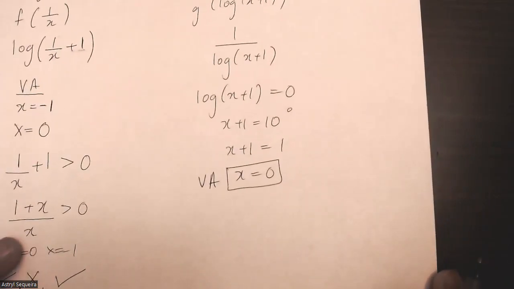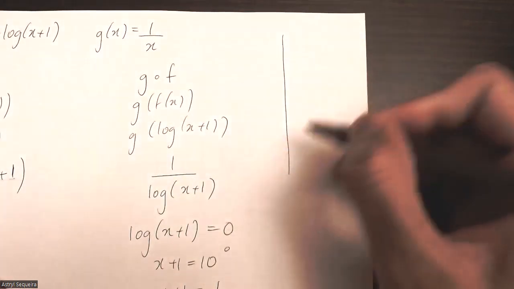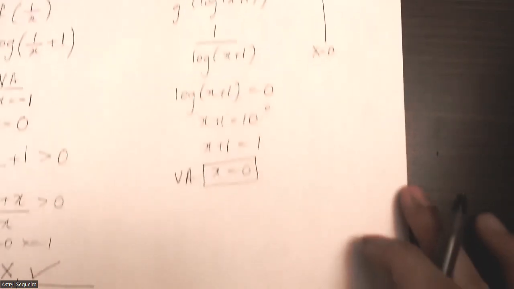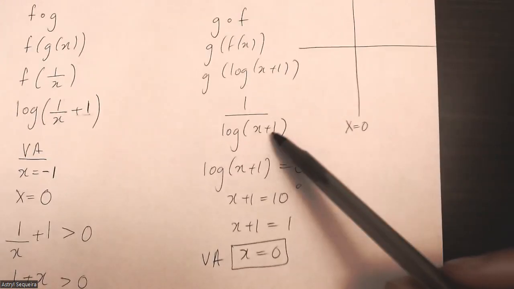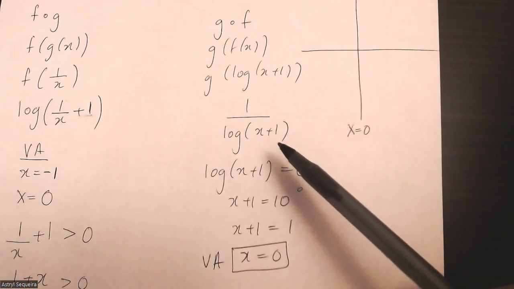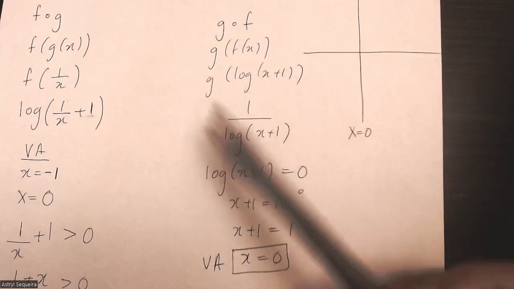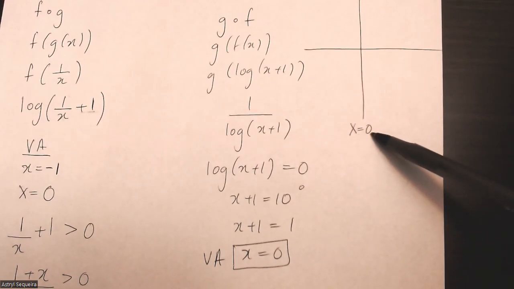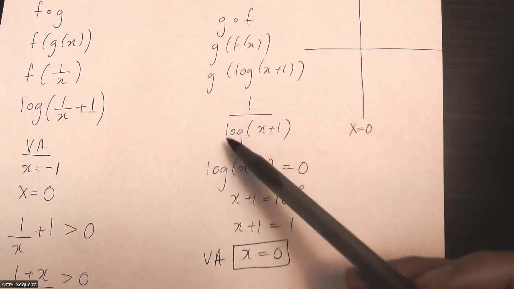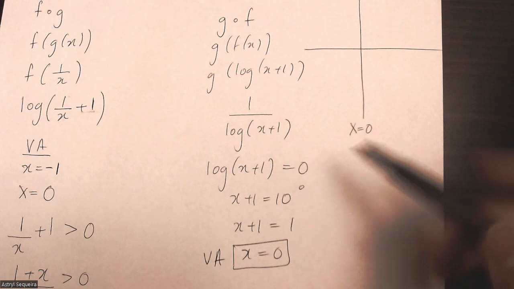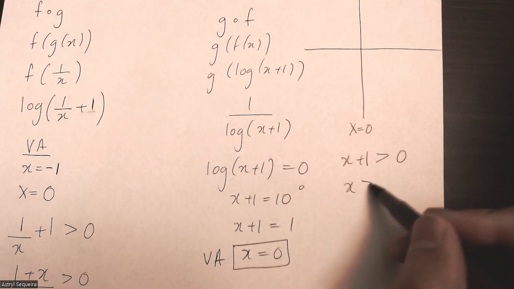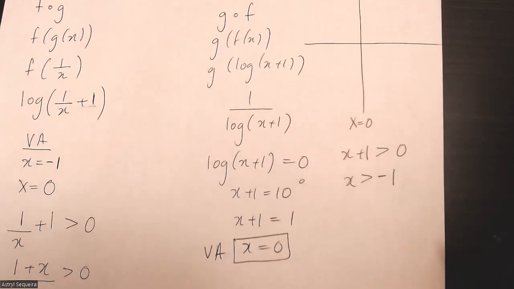I'll do a sketch of this one as well, just so that it makes things a bit easier in terms of the domain and range. So we only have an asymptote at x equals 0. Now we need to figure out the domain of this function. There's no restrictions for the domain of a reciprocal function other than it cannot be equal to the vertical asymptote, which is 0 in this case. But for this log function in the denominator, I know that the inside of the log function has to be greater than 0, which means x has to be greater than negative 1.